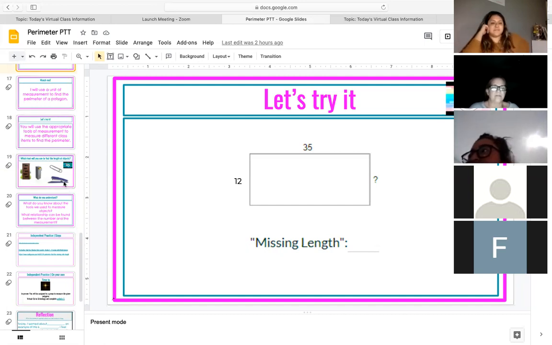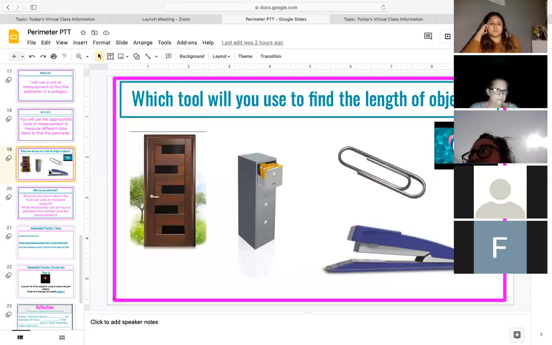All righty, so we're almost there. Which tool would y'all use to find the length of this object? Let's say the door. What would y'all use? A tape measure. Could I use a ruler? You can, but it's going to take longer. Yeah, it will. How about this file cabinet? Maybe a meter stick. Thank you, Karen. And last, what would y'all use for the stapler? A ruler, yes.